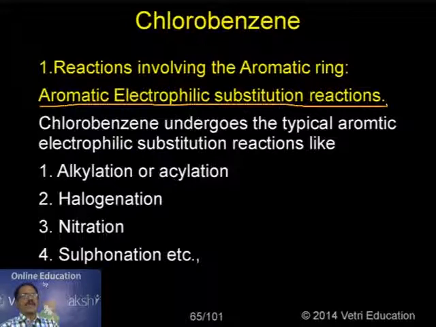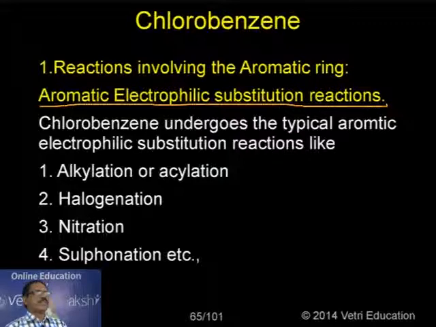So I will give some introduction here. What is electrophilic substitution? What is nucleophilic substitution? And why is it important for aromatic compounds? Here I want to give a general statement. Generally, aromatic compounds will undergo electrophilic substitution, whereas aliphatic compounds will undergo nucleophilic substitution.